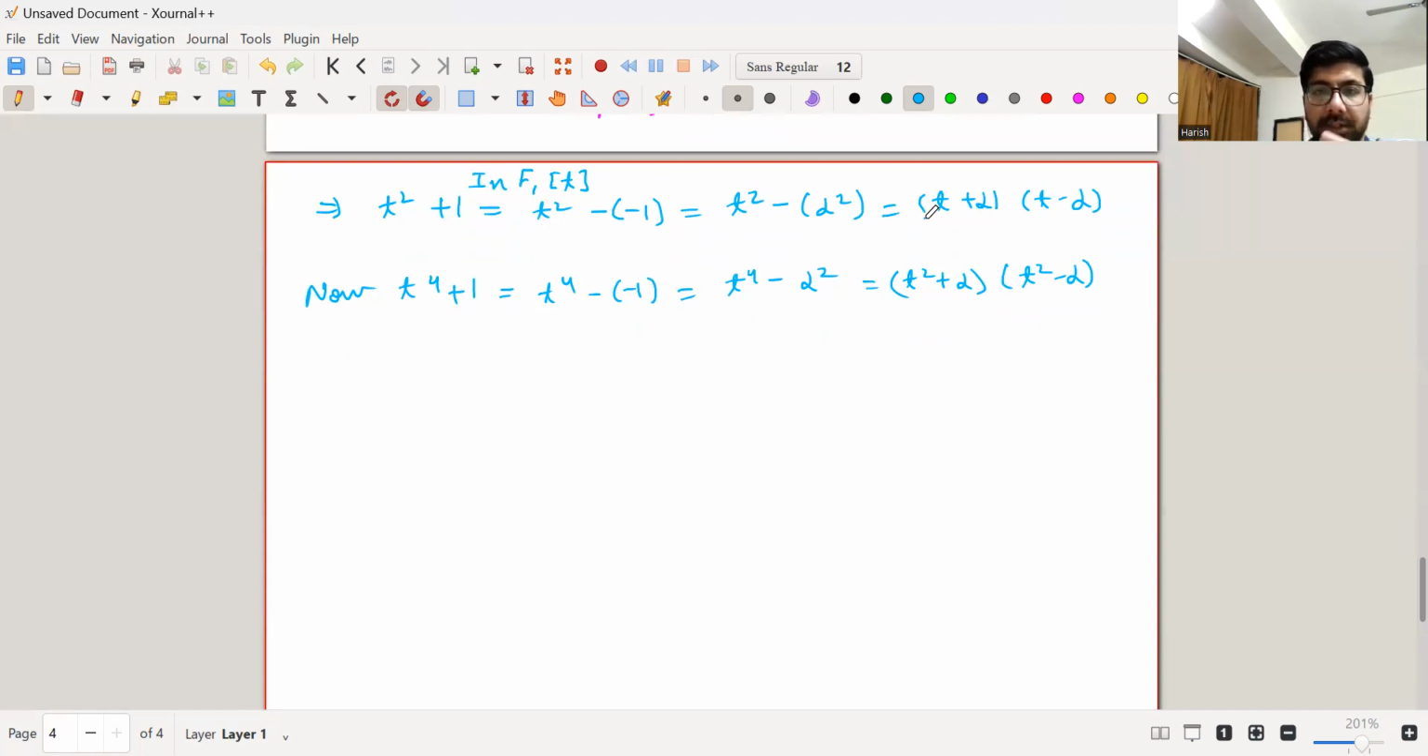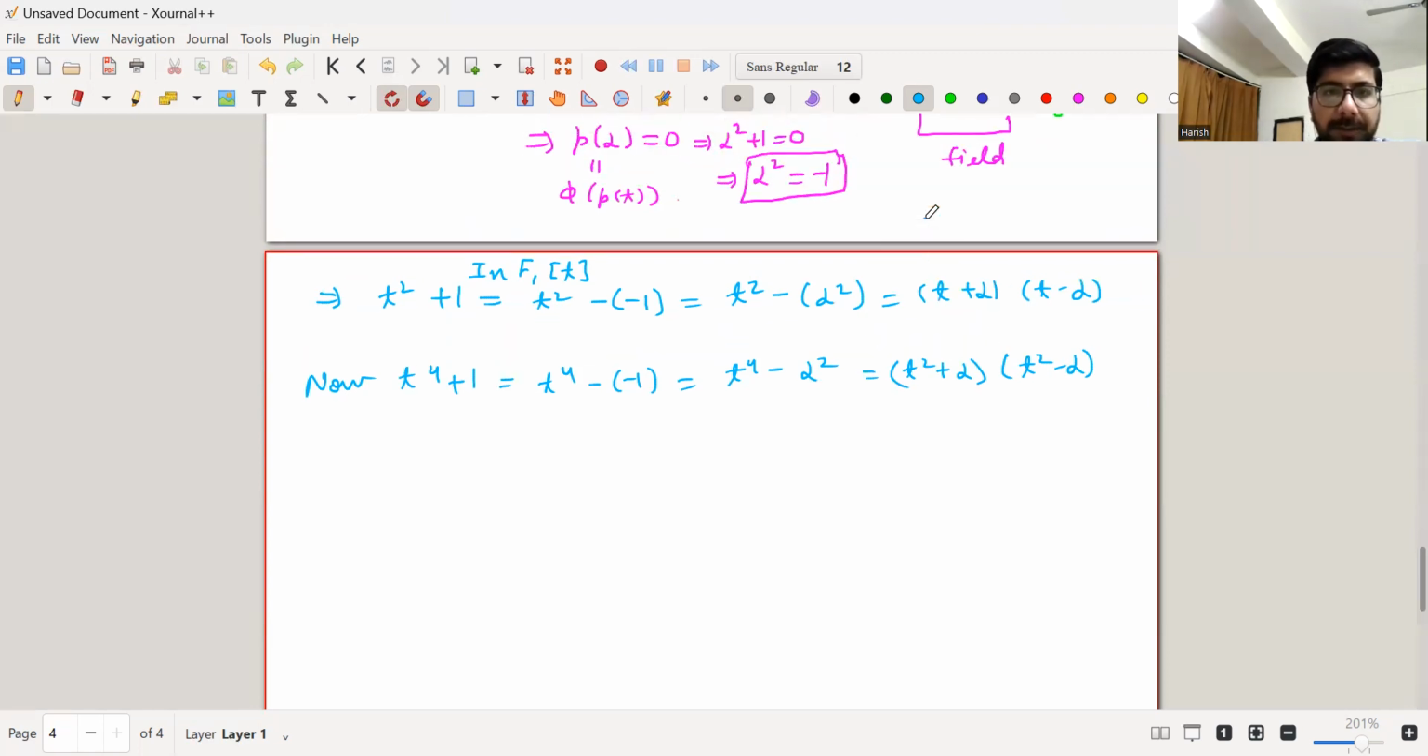Now again this polynomial may or may not be reducible in F1[t]. So we have to find an extension of F1 such that it contains the root of this polynomial as well. So how to do that?